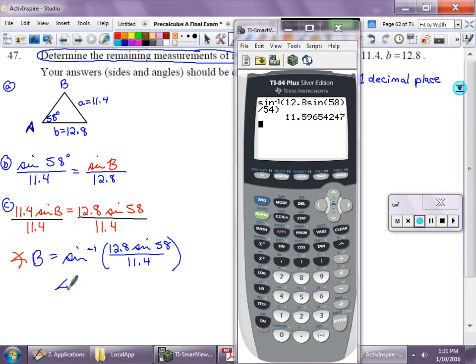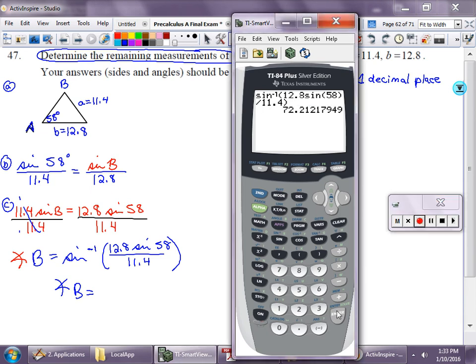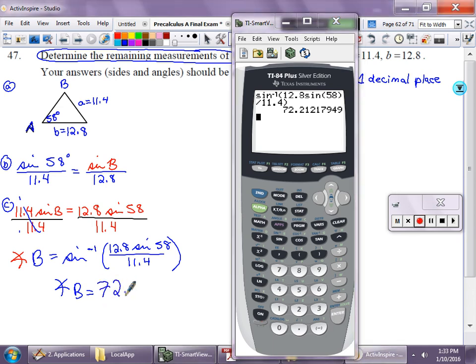Angle B is equal to 11.6 degrees. So be careful, I saw a slight error. I changed it. Let's see what that angle B is, which is 72.2 degrees.